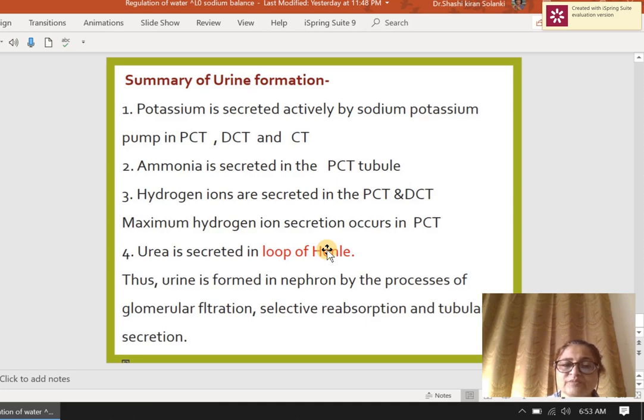And by all these processes, the final formation of urine occurs in our nephrons, by the processes of glomerular filtration, selective reabsorption, and tubular secretion. And this urine is very concentrated as it forms, and as it moves forward it is also diluted. So my next lecture will be on the countercurrent theory, that is, the dilution of urine.